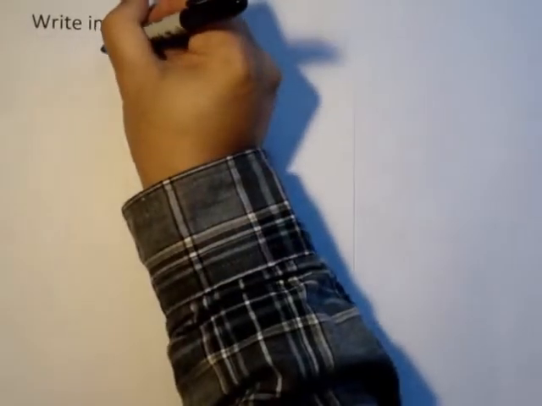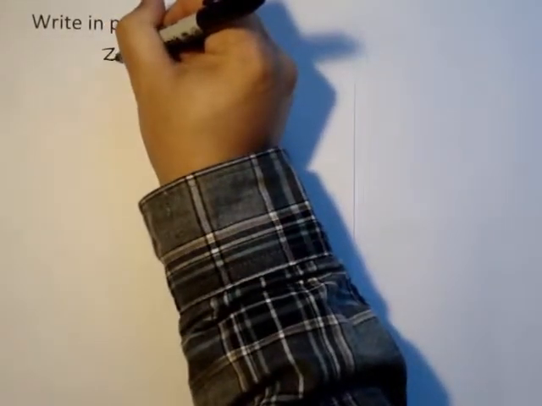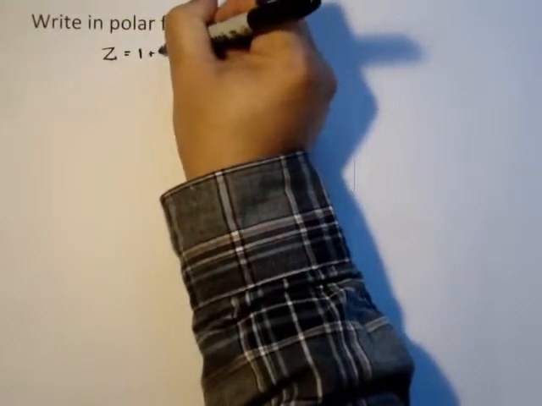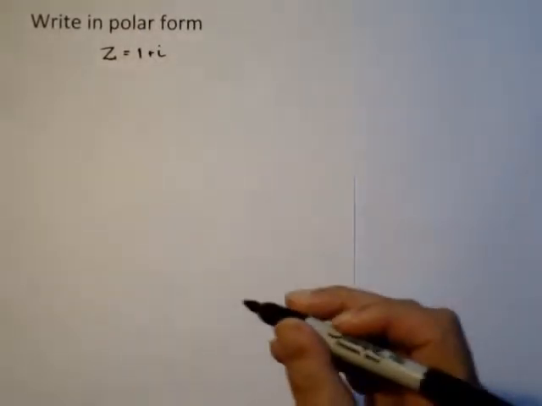Okay, so let's have a quick look at writing in polar form. If we had z equals 1 plus i, and we were asked to write that in polar form.